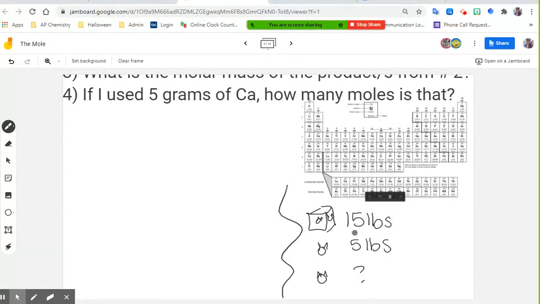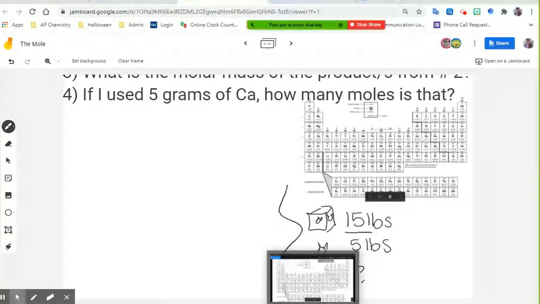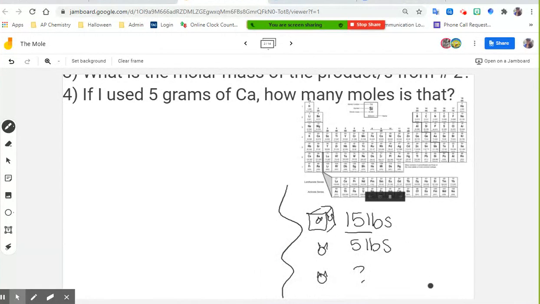And what you did was you took 15 divided by 5, because if I have this much and I divide it by each individual mass, then I get the number that we have. That is the same exact math that's going to be used up here. So 5 grams of calcium. If I know that I have 5 grams of calcium and I want to know moles, then I need to know how many grams per mole.